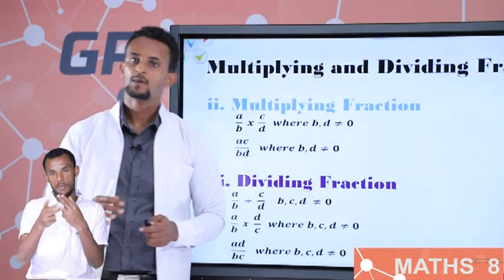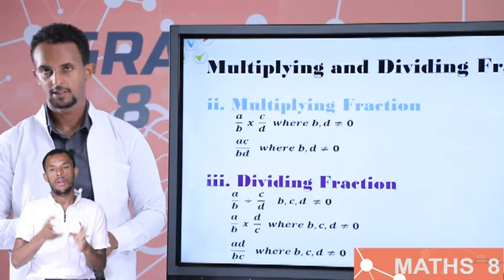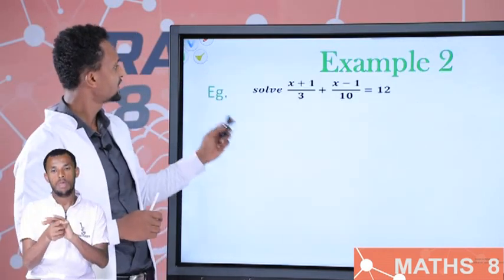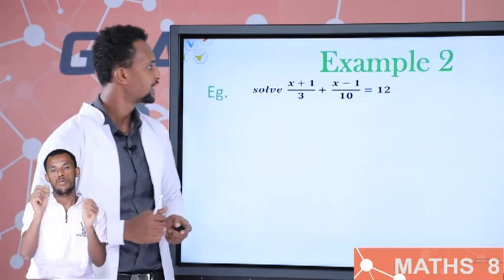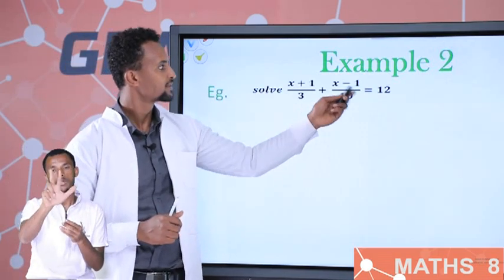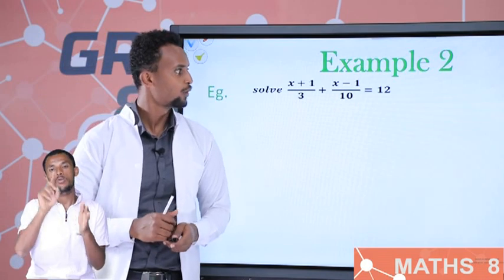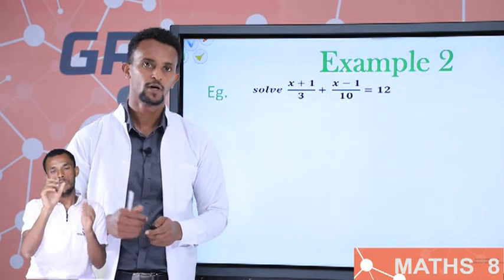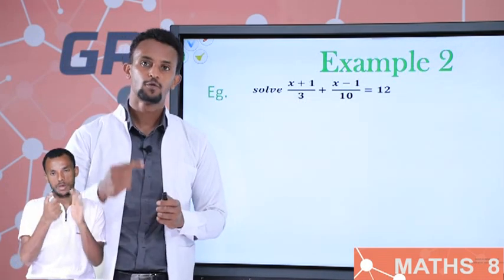So students, using this property, let's see the first example. The example says: solve (x plus 1) over 3 plus (x minus 1) over 10 is equal to 12. Before I do this example, try it for 1 minute.